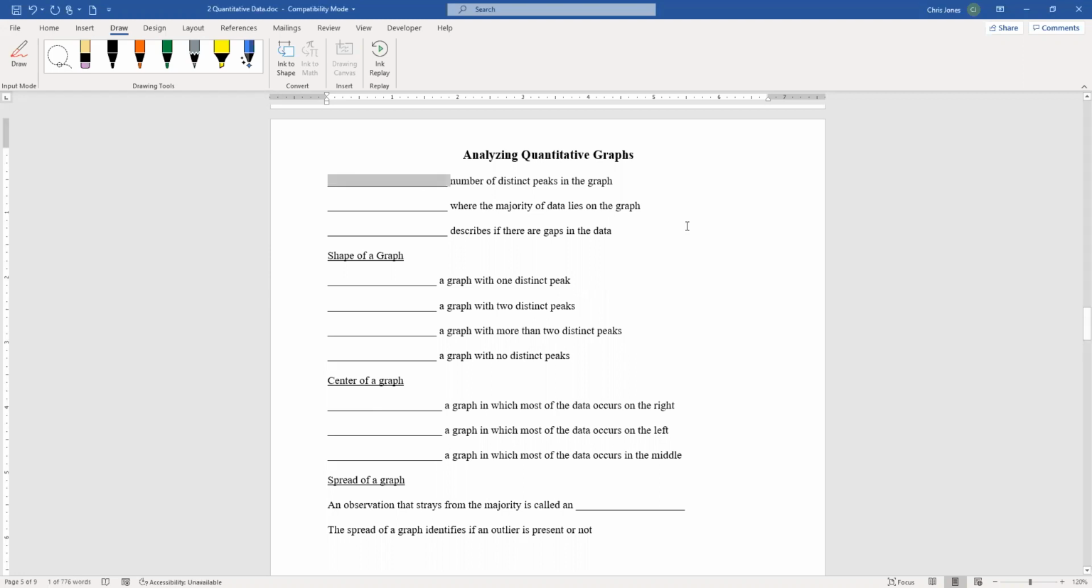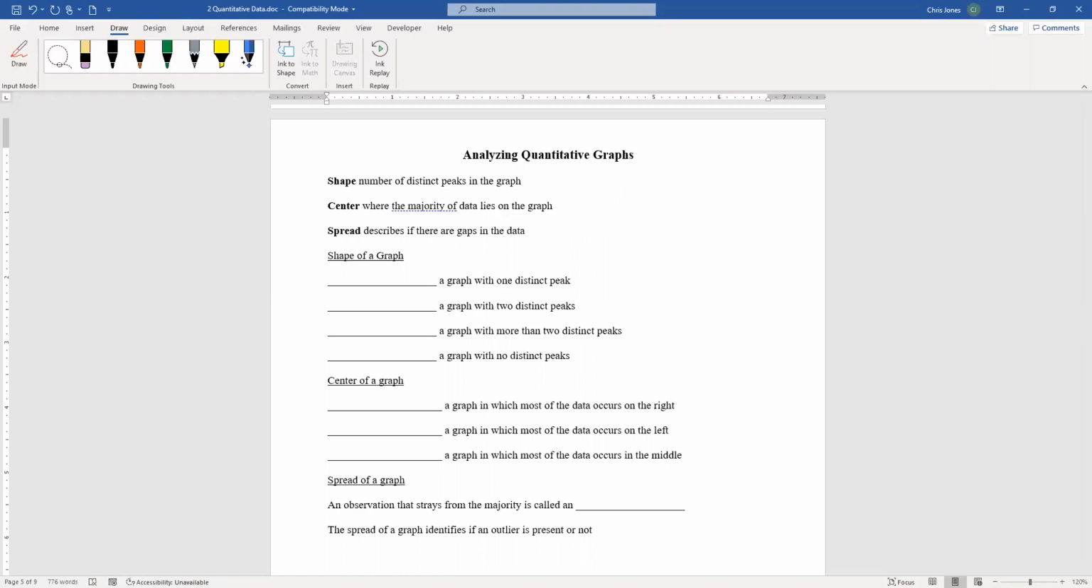Sometimes we're taking a look at how many distinct peaks there are in a graph, and we call that the shape of the graph. There could be one or two or three or sometimes even more than three, so we're going to come up with terms to characterize that. If we want to look at where the majority of the data lies, that's called the center of the graph. And then we have the spread of the graph, which describes if there are any gaps in the data. So let's start with the shape, and there are some terms that we can use.